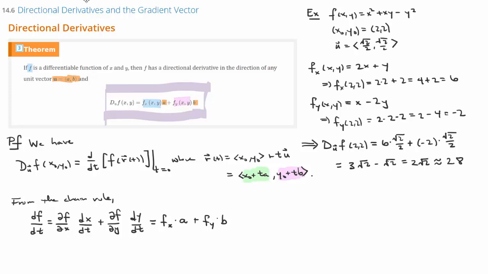And so, if I want the directional derivative in the direction u of f at (x naught, y naught), all I'll need to do is plug in at t equals 0. When t equals 0, x equals x naught and y equals y naught, so I'll get f sub x of (x naught, y naught) times a plus f sub y of (x naught, y naught) times b, which is exactly the formula that we were looking to establish.